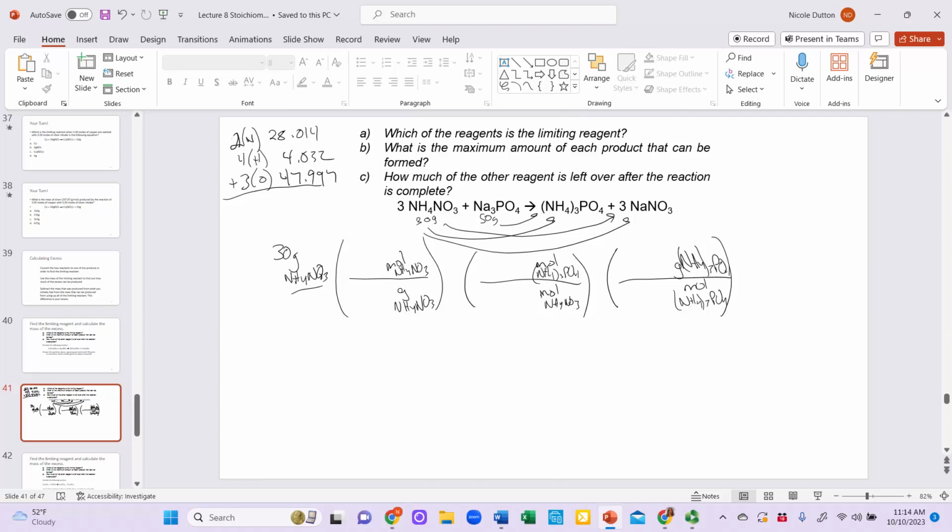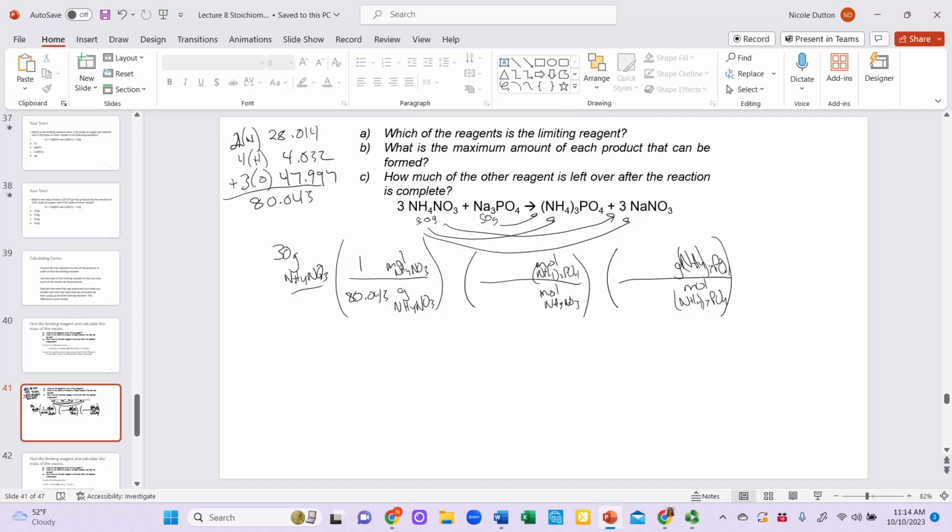So the total mass is going to be 4.032 plus 28.014 plus 47.997, which is 80.043 grams. So 1 mole is equal to the mass from the periodic table. Now we're going to use our mole to mole ratios.